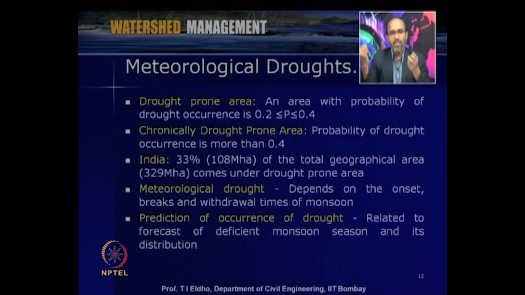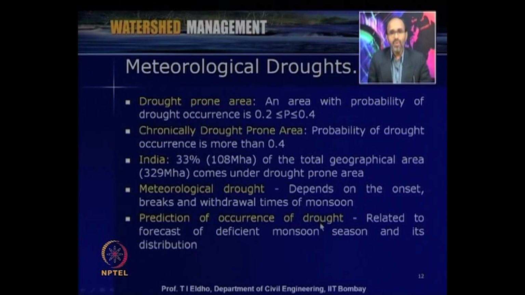Actually, the Indian Meteorological Department generally predicts the rainfall conditions, say 1 month before the monsoon, and then they assess the drought situation with respect to various data at various locations of the country.